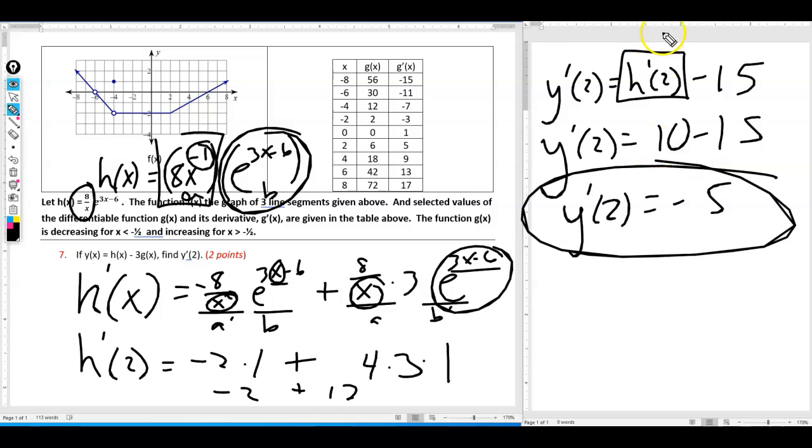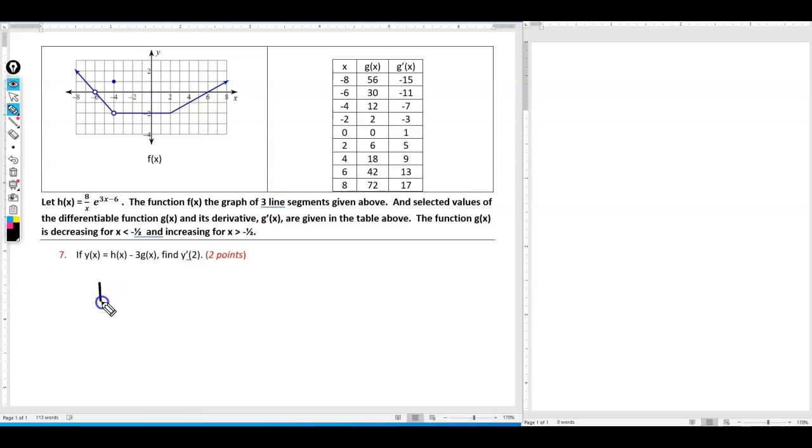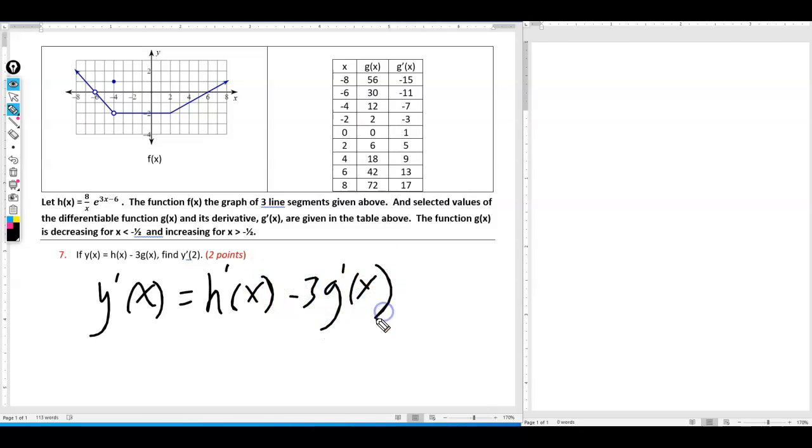Okay? So that's the end of number 7. You get 2 points for this problem. Believe it or not, I would say that 1 point would be very simple to get. The first point would just be doing this, demonstrating that you understand the properties of derivatives. That would be 1 point. The rest of the points are everything else we did, which is just plugging in the 2, getting these answers and simplifying it. But that was a lot of work.